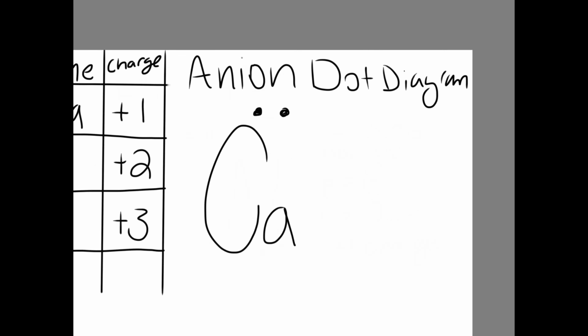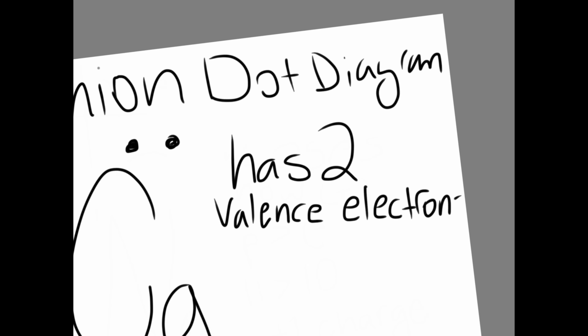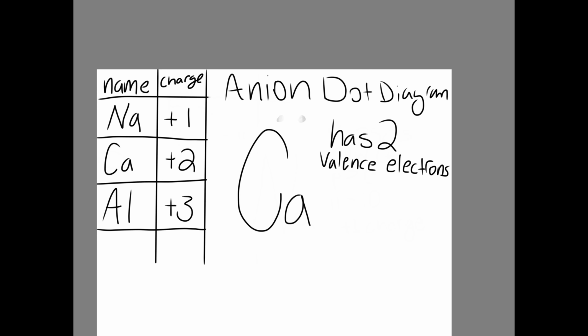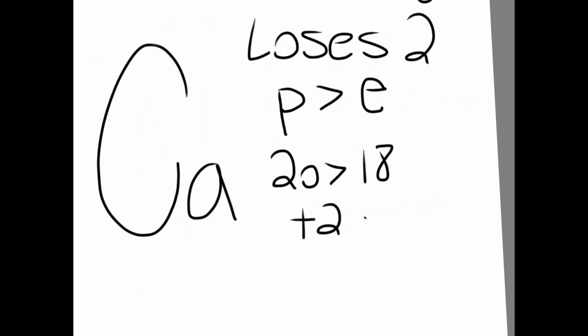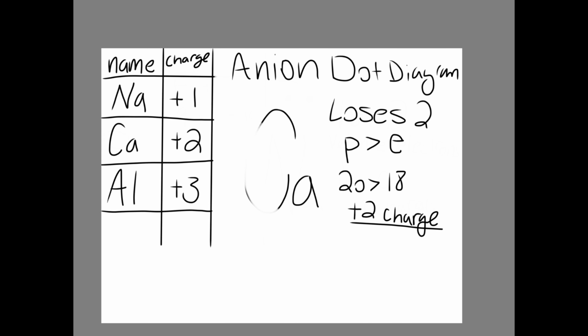Calcium has 2 valence electrons, and it wants to lose those valence electrons to look like the nearest noble gas, argon. So calcium loses 2, and then protons are greater than electrons. 20 is greater than 18, and subsequently, it has a +2 charge.